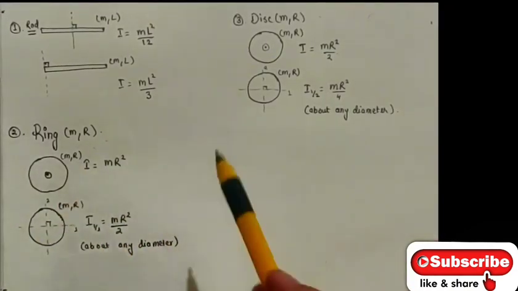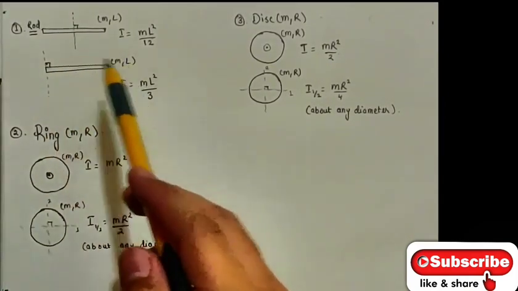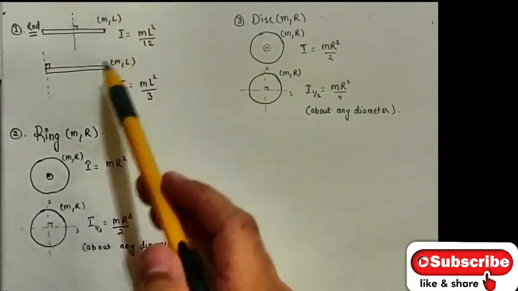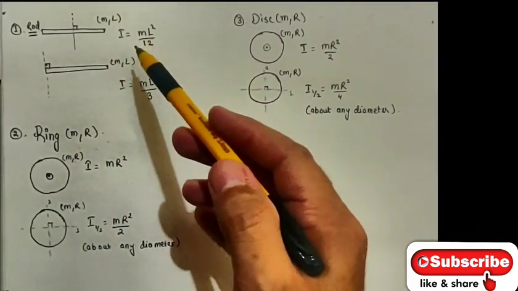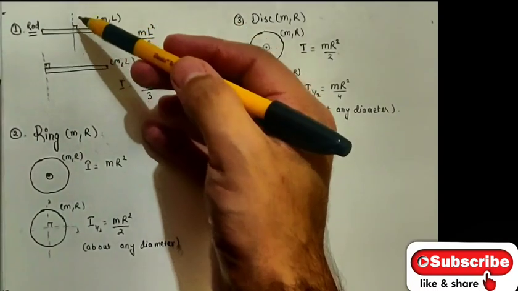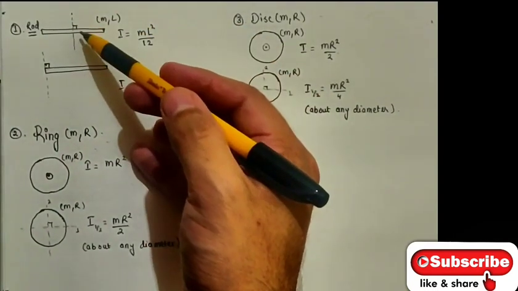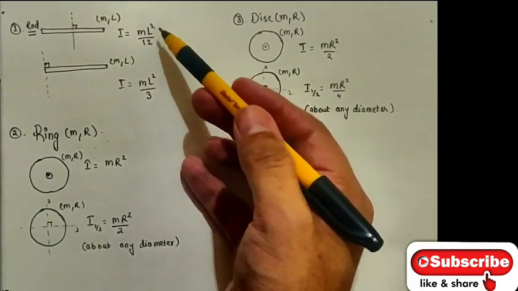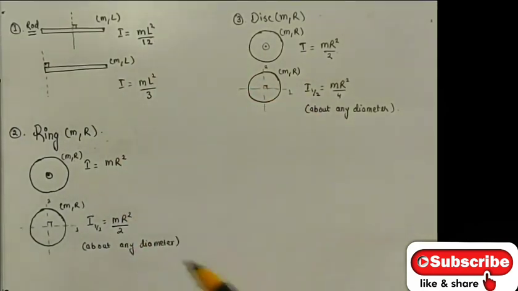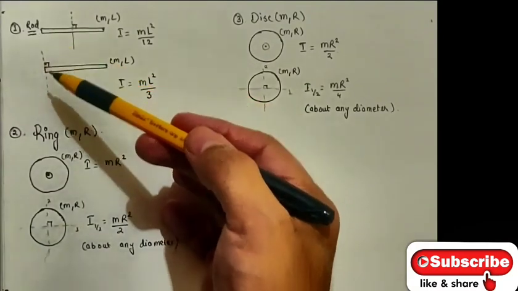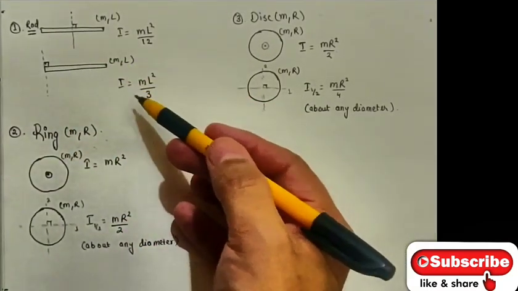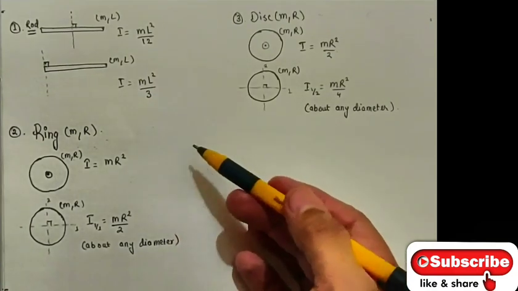Now I summarize my lecture. What we have learned is, if we have a rod of mass m and length L, and we have to find the moment of inertia about an axis passing through the center and perpendicular to its length, the moment of inertia will be ml square by 12. If the axis passes through one of its ends and is perpendicular to its length, then the moment of inertia will be ml square by 3.